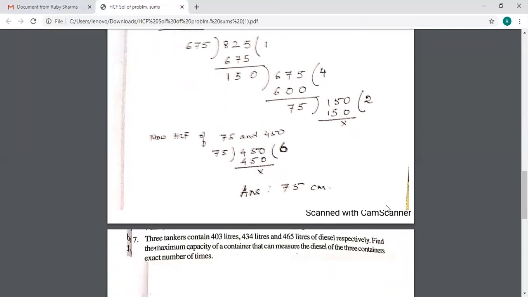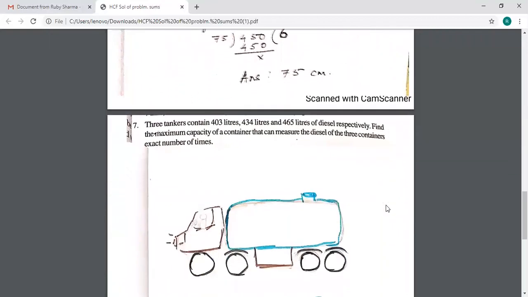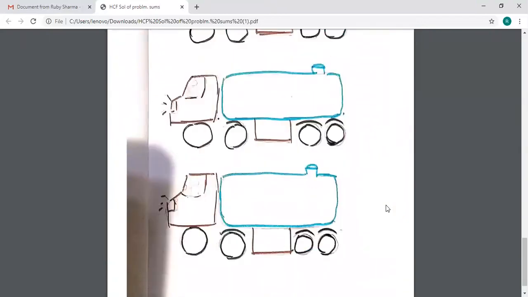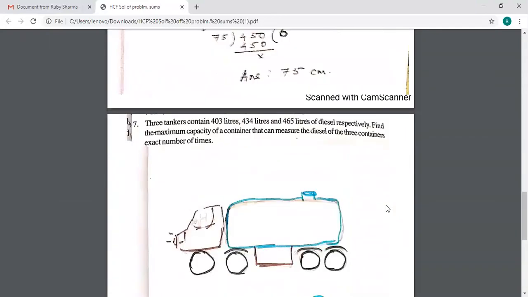Okay. Now the last sum, which is HCF, where you have to find the HCF. Now you don't have to draw all these things. Since you're doing it for the first time, it is just to understand what they want. There are three tankers. These are the three tankers, okay? You know what tankers carry? Diesel. So one has 403 liter capacity, like 403 liter diesel is there. In another one, there's 434 liter. And the last one is 465 liter.